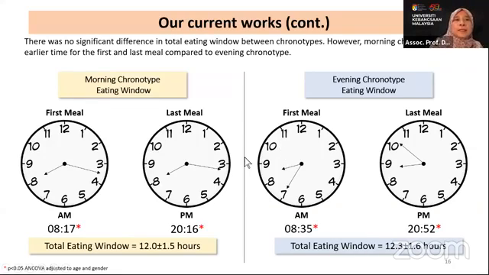We didn't find any significant difference in total eating window between chronotypes. Total eating window is the duration between the first meal of the day and the last meal of the day. But we found that the morning chronotype had earlier time for first meal and last meal compared to the evening chronotype. So as you can see, the evening chronotype tends to take later breakfast and dinner.